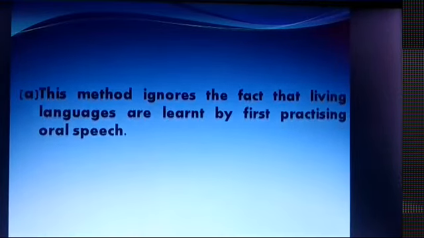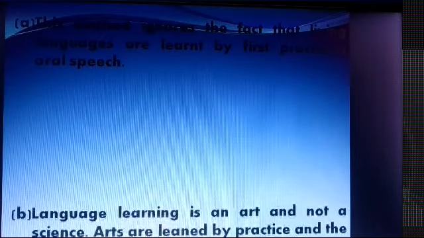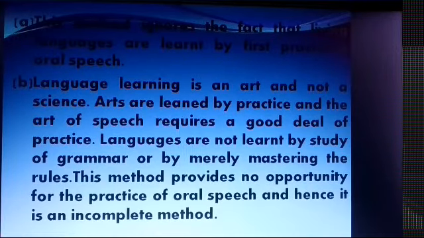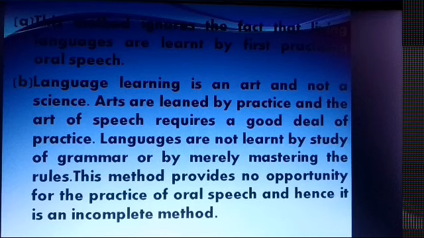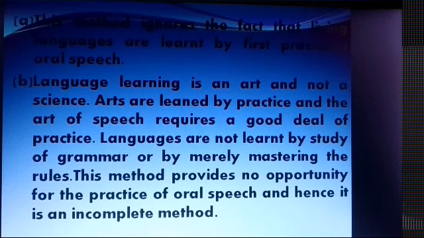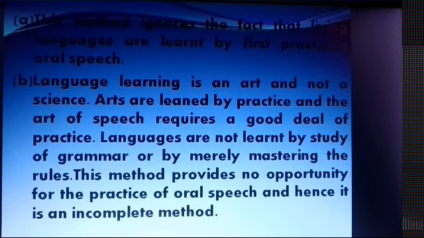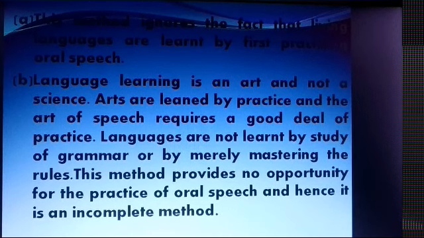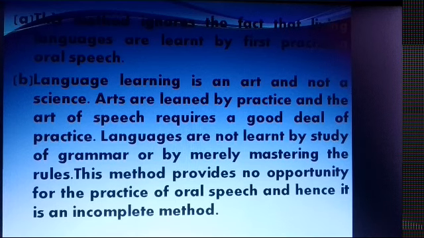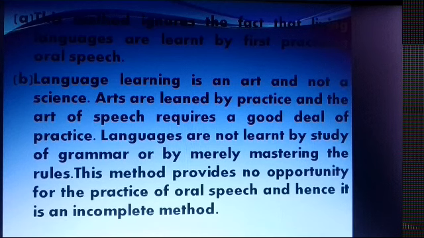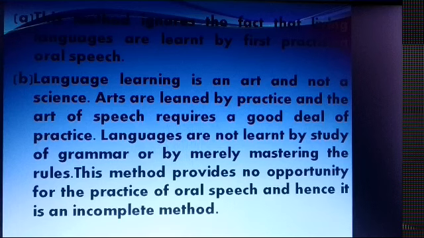Number 1, this method ignores the fact that living languages are learned by first practicing oral speech. Next, language learning is an art and not a science. Arts are learned by practice, and the art of speech requires a good deal of practice. Languages are not learned by study of grammar or by merely mastering the rules. This method provides no opportunity for the practice of oral speech, and hence it is an incomplete method.